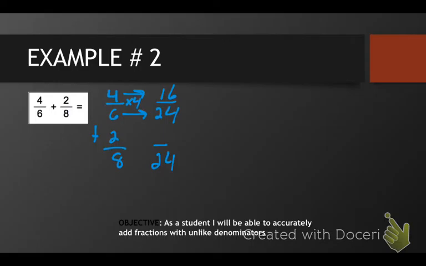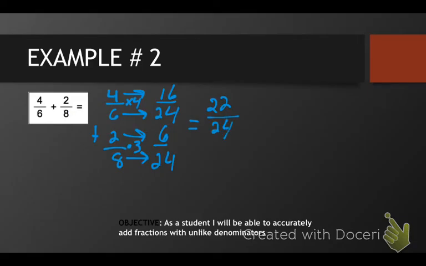How does 8 become 24? Well, you go ahead and multiply by 3. So we're going to multiply both those by 3, and 2 times 3 gives us 6. Okay, we have 16 24ths and 6 24ths. Remember, we're adding them together. 16 plus 6 gives us 22 over 24.